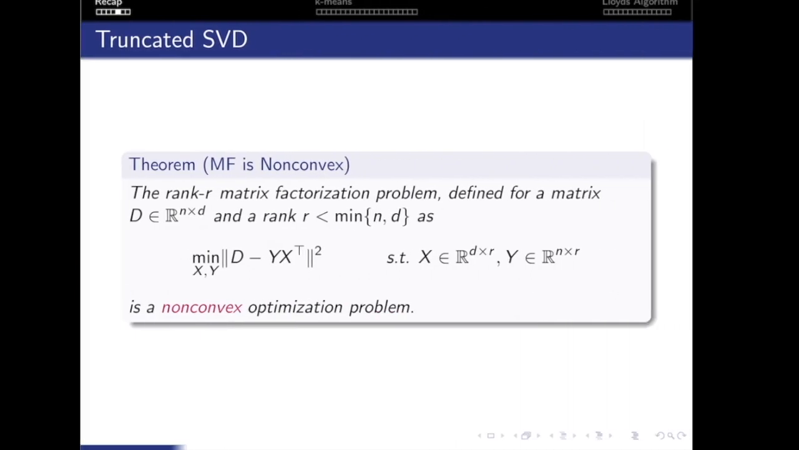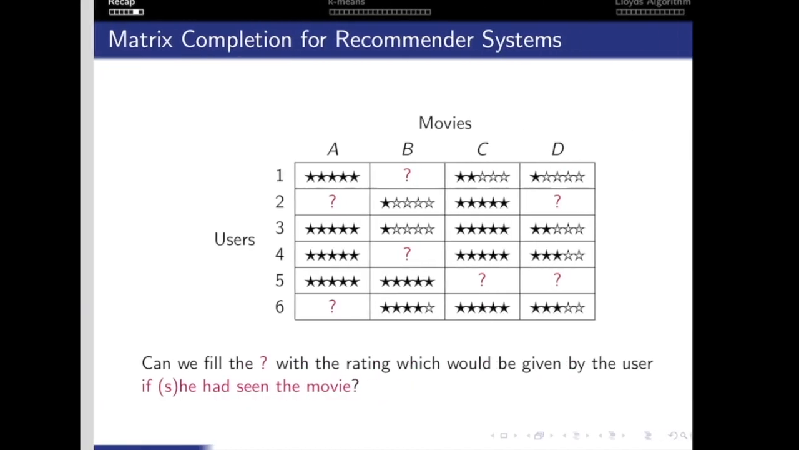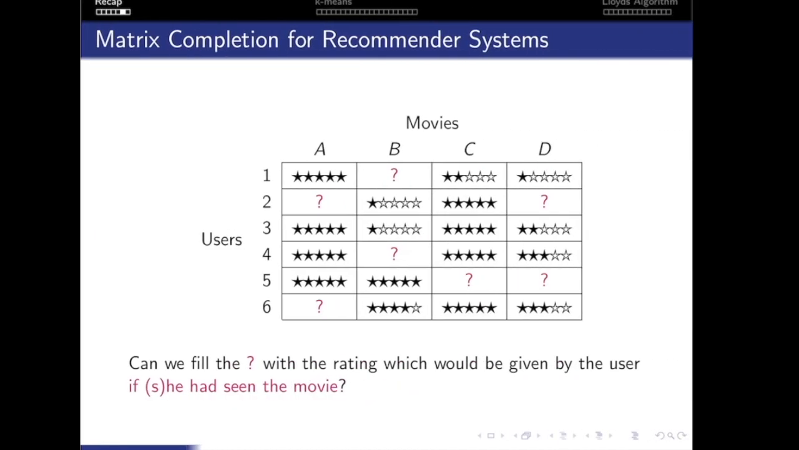We also have seen that SVD is actually a non-convex problem, although we can denote the solution with the help of SVD, so the global minimum. But nevertheless, it is a non-convex optimization problem. And as an application for this problem, we have seen the recommender systems.